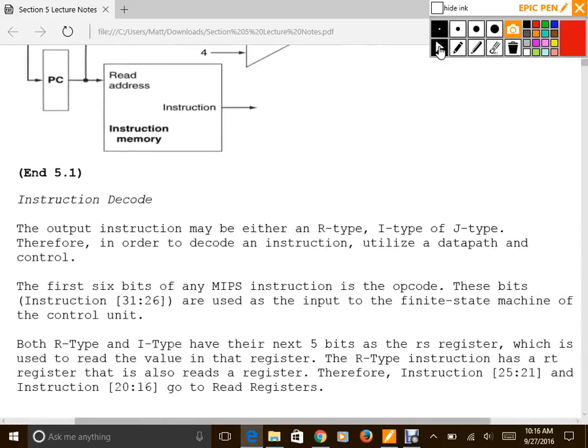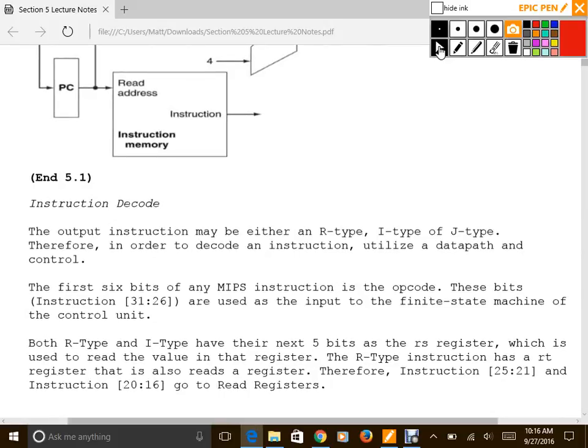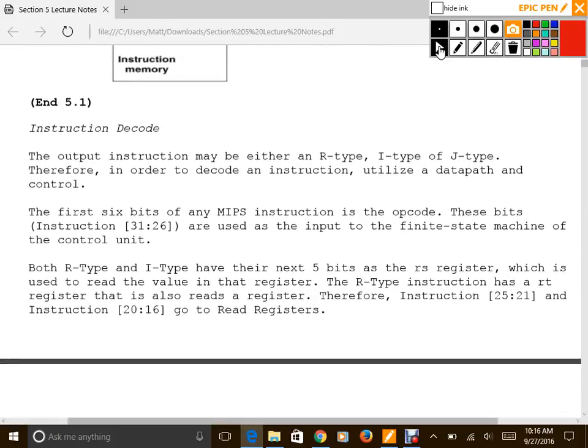What we're actually doing here is that the output of the instruction may be an R-type, I-type, or J-type instruction. As we've established, if you look in your MIPS green sheet, the 3 types of instructions are down here in the bottom right. All of them are 32 bits, correct? So we have to come up with some physical way that we can differentiate it. And that's what this stage is going to do.